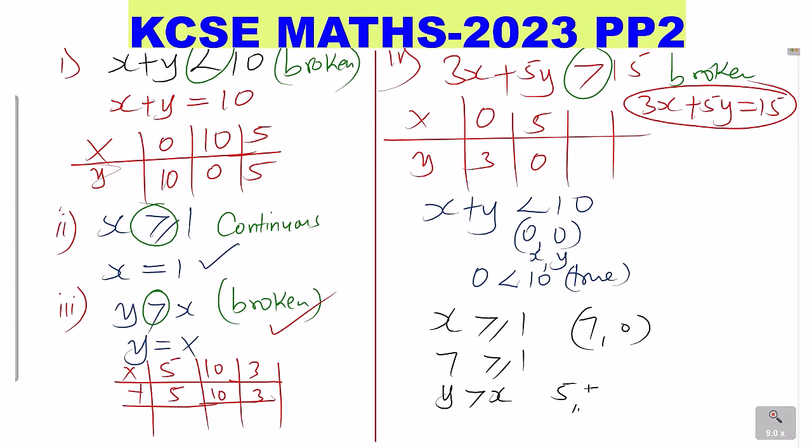Let me pick (5, 2), so x is 5, y is 2. Substitute y is 2 and x is 5. That one is not satisfying. 2 is not greater than 5, so this is not true. And we shade the unwanted side, the side that is not going to satisfy the inequality.